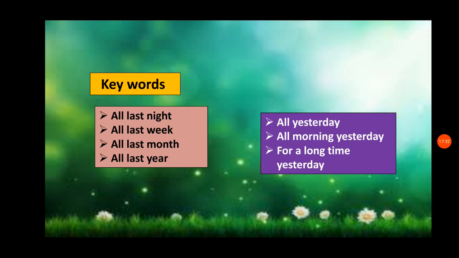For a long time yesterday. For a long time means continuously for a long time, without mentioning the particular time when it was started and when it ended.